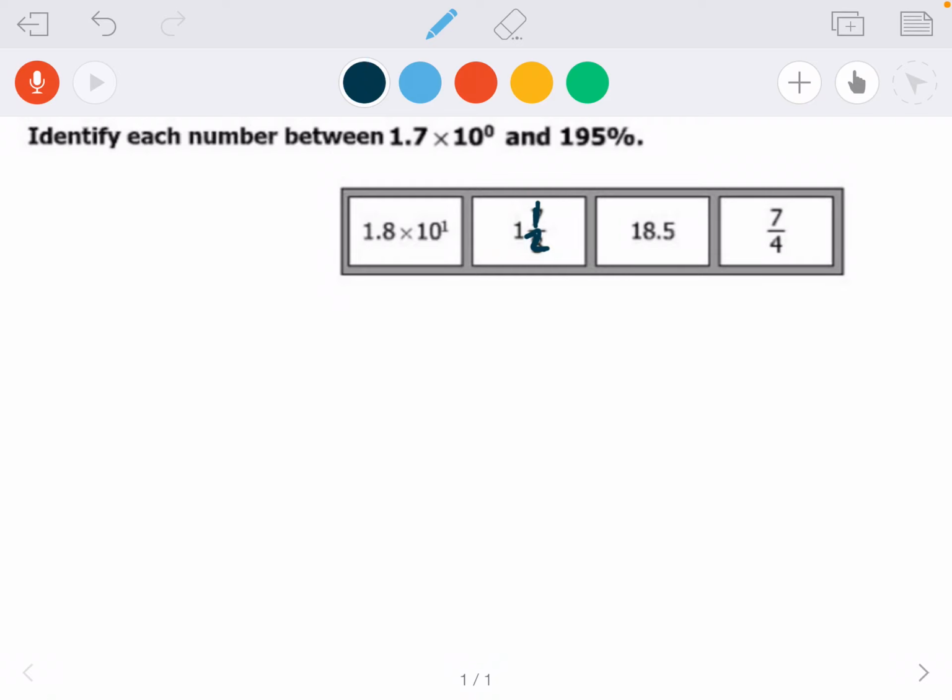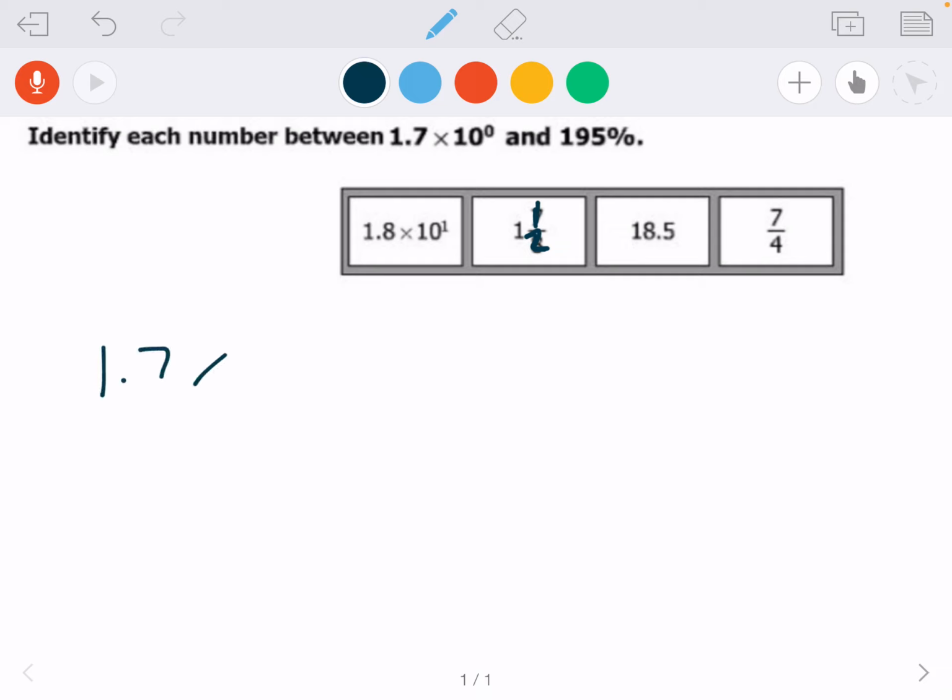Identify each number between 1.7 times 10 to the 0 power and 195%. So in this example, this was a multiple choice question on the Google form. Only one of them is in between these two numbers. Now the first thing we need to do is figure out what the numbers are.